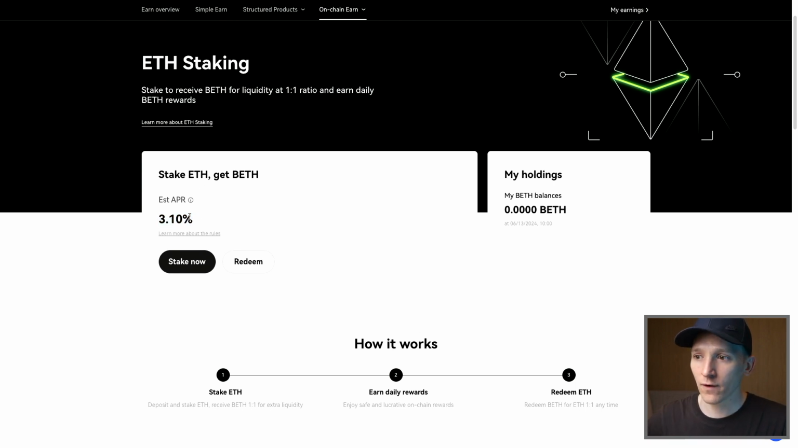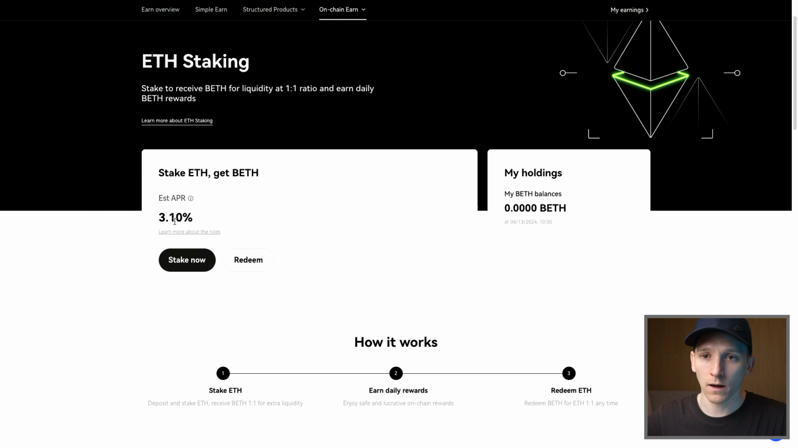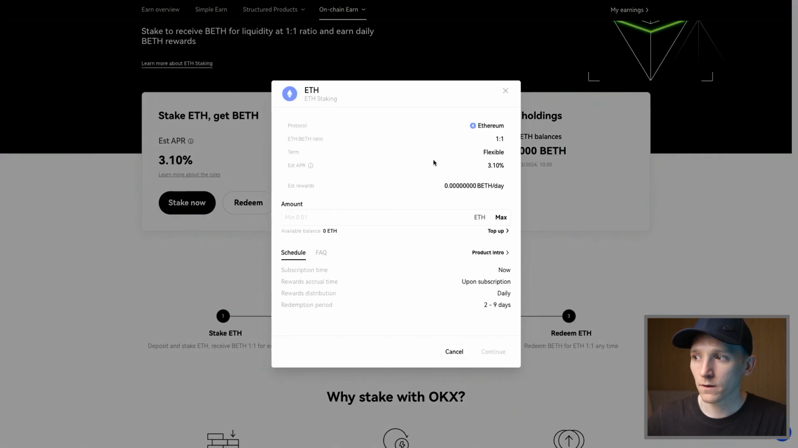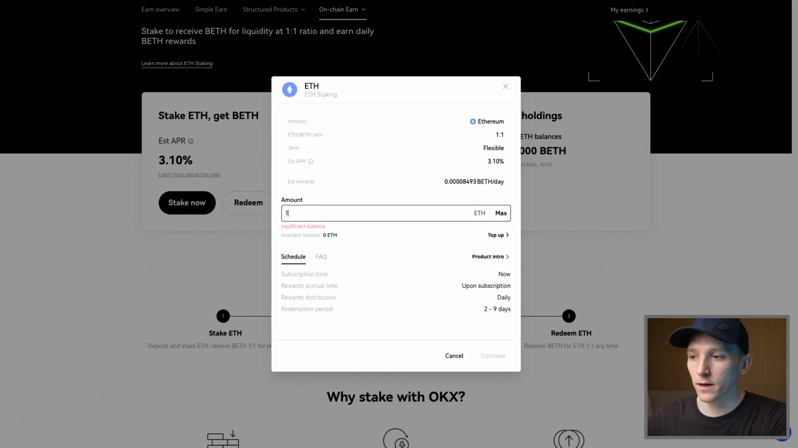So you have essentially a one-for-one token with ETH. If you had 1 ETH, you still have 1 ETH, plus you're going to get 3% per year of those staking rewards. So if we press stake now, you can see the ETH-BETH ratio is 1-to-1, and you just get the staking rewards here. So you can put an amount in, and then daily subscription, the redemption period is 2 to 9 days. So that's very similar.